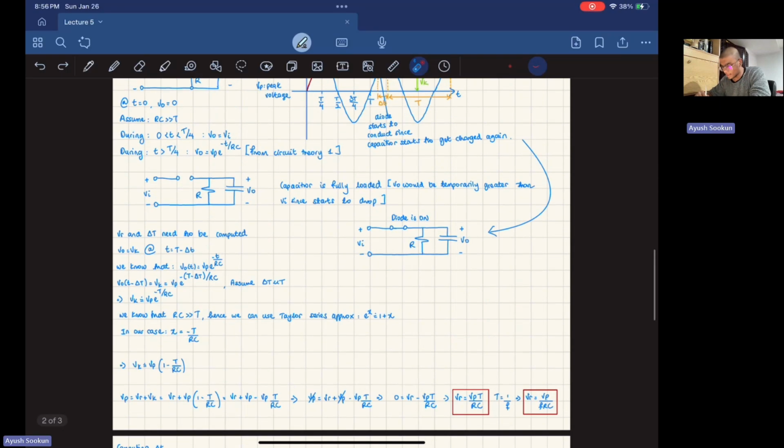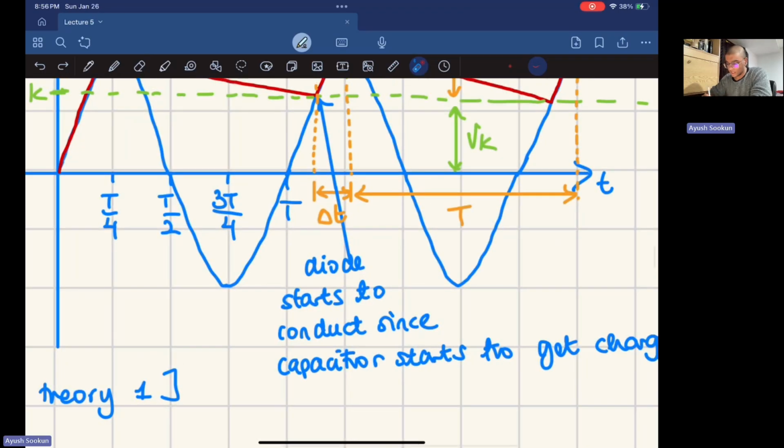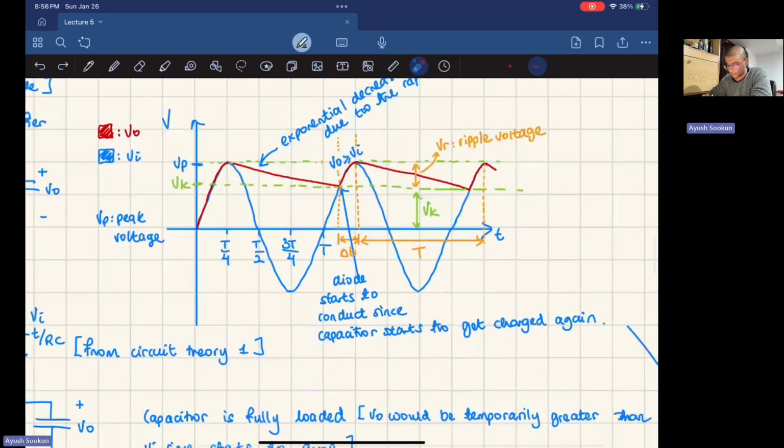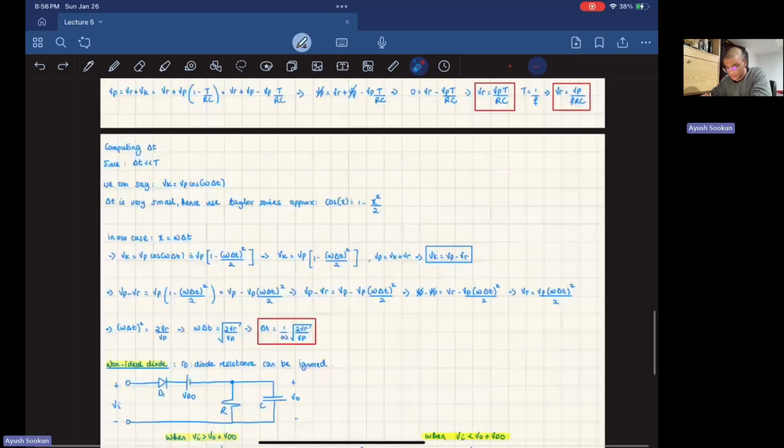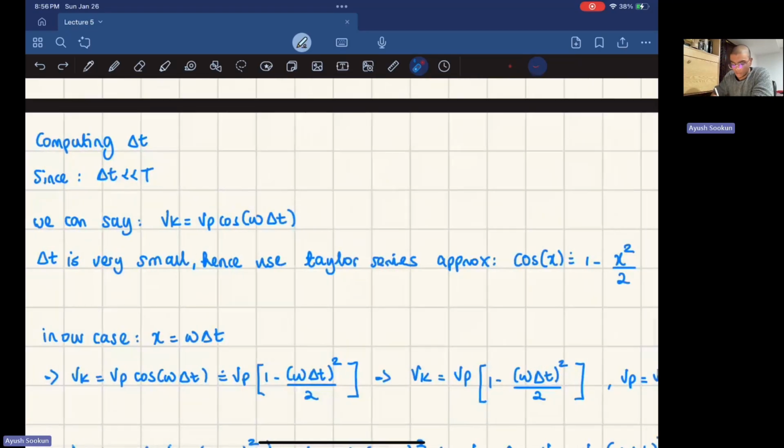So now we just calculated a ripple voltage. However, we said that we also want to calculate the delta T. As a reminder, the delta T is the small time it takes for this capacitor to charge itself again in that small time interval. So, computing delta T.